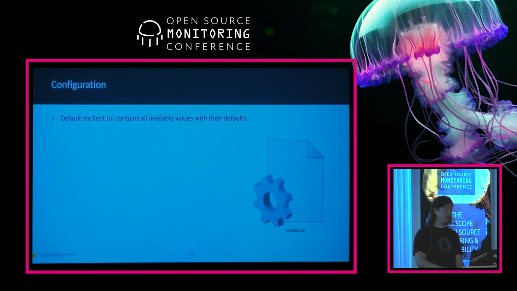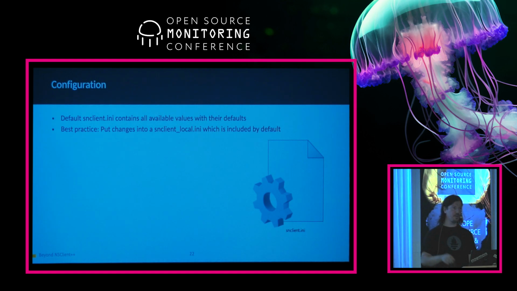So while we're on it, let's have a quick look at the configuration. As I said, we use the NSClient ini format, or SNClient ini, I don't care. But there are small differences. The snclient.ini contains all the values in the default configuration. It's not like you get an empty ini file and have to add everything by yourself. So you get the standard ini file with everything inside, and then best practice is to put your local overrides in a local file, and then you just put the things you want to change in that file, and then you always know what you have changed on this installation.